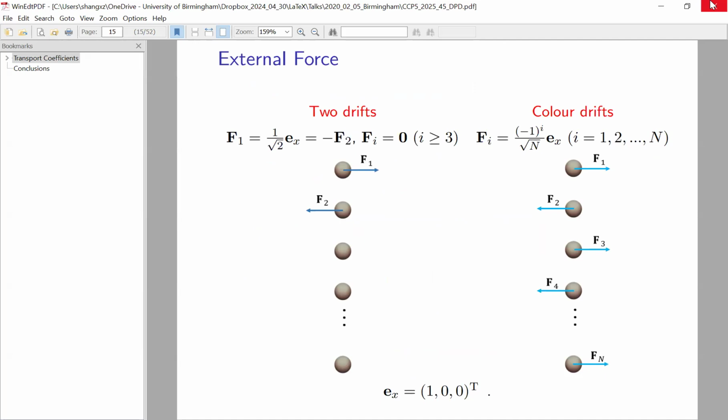The first is when we apply two drifts, where we only apply this additional force on two particles. They have the same magnitude of force, with completely different directions here. As you can see, we only apply the additional force on the first particle and the second particle here. But for the color drifts, we apply the additional force on all the particles. If we assume the number of particles is an even number, then half of the particles will have the force in that direction, but the other half will have the force in that direction. And again, the magnitude of the force is the same, but just different directions.